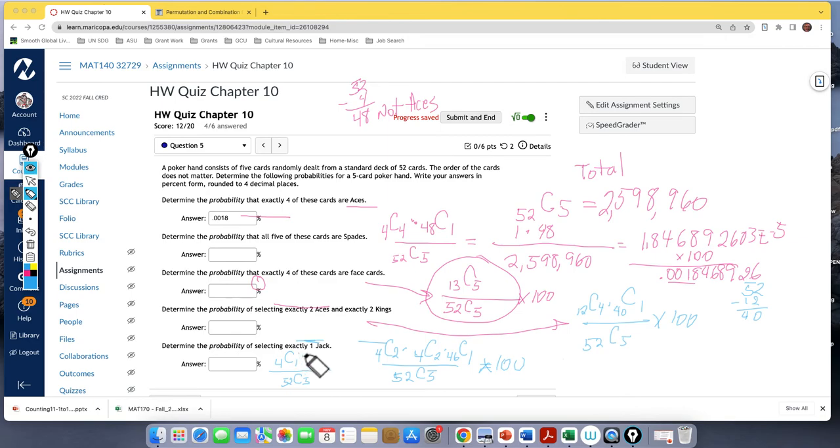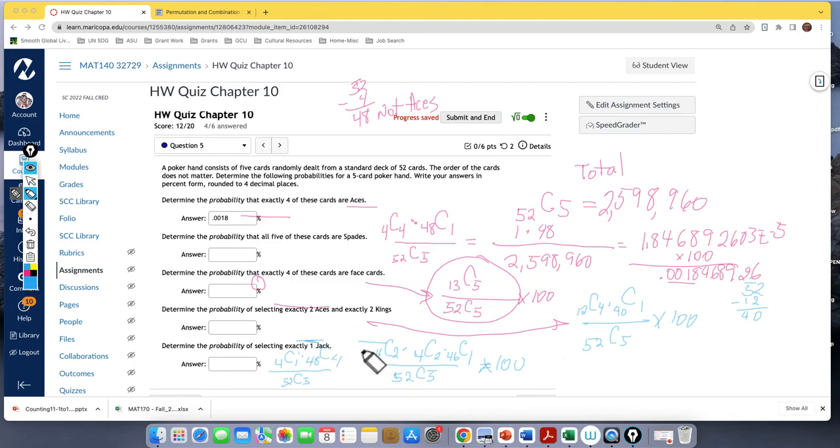And then for the other cards in this hand that are not a jack, how many do we get to choose from? Well, 52 minus 4, right? So there's going to be 48 cards that are not jacks, and from those we need to choose 4 of them. We don't care which one.